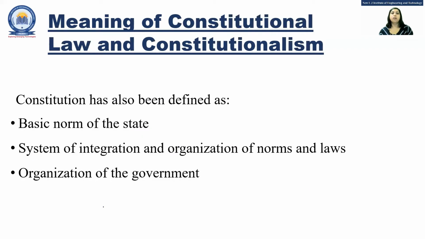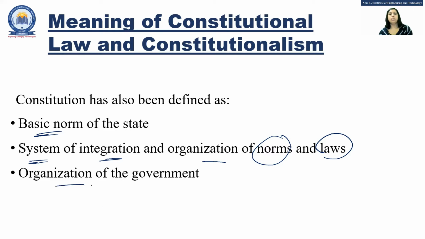Next is how we can define it in the most summarized way. Basically, it is a norm for the state. Second, we can say it is a system of integration and organization of norms as well as laws. The rules that have been imposed for the constitution must be supported by legal remedies. That is how they involve the integration of norms and laws.